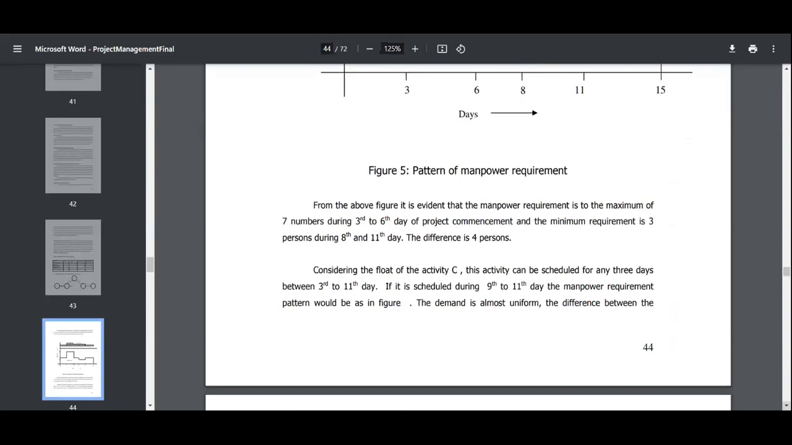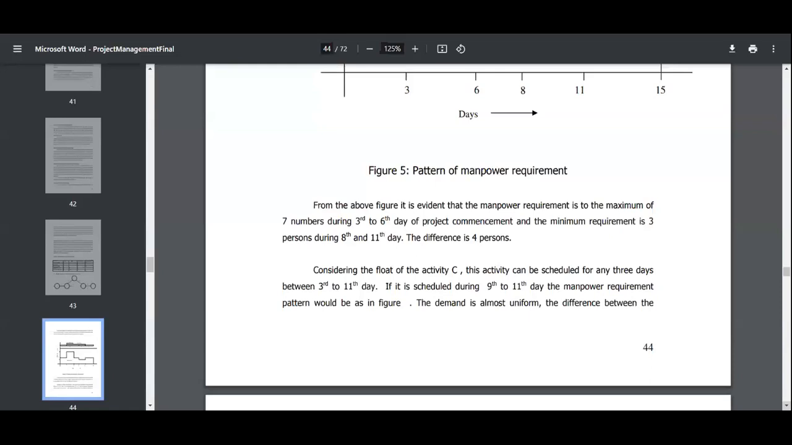Now here we have moved to the pattern of manpower requirement. The diagram is the pattern of manpower requirement. Now for the above figure, it is evident that the manpower requirement is a maximum of 7, maximum of 7, we have 3, 8, 11 or 15. So it depends on the project, means it depends on the project schedule.